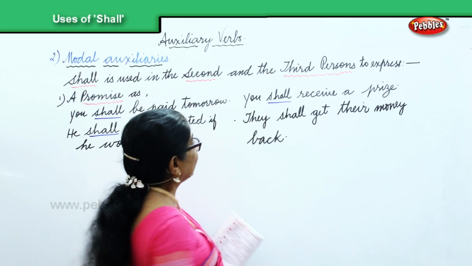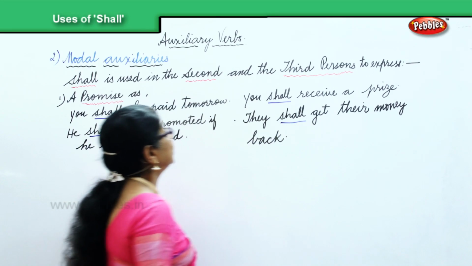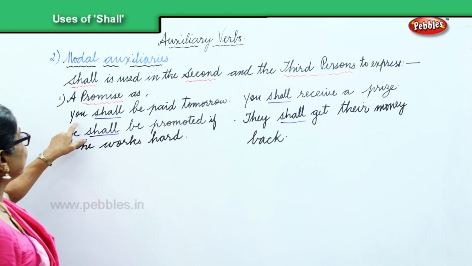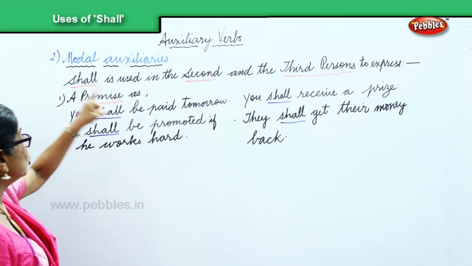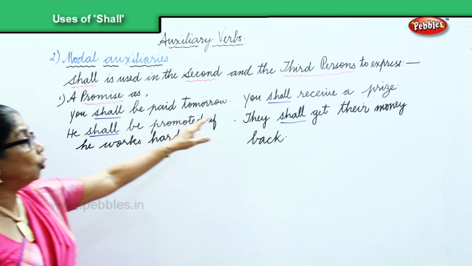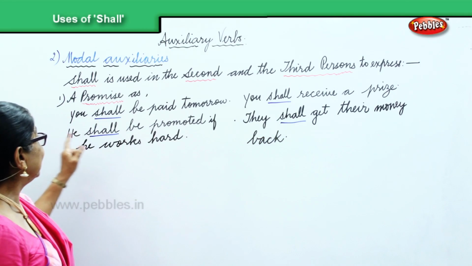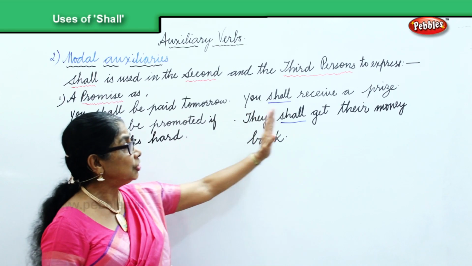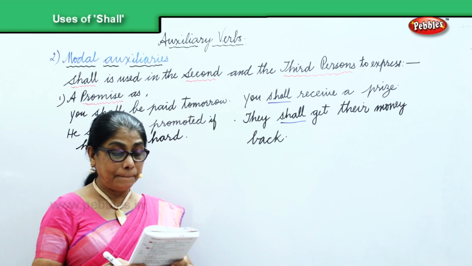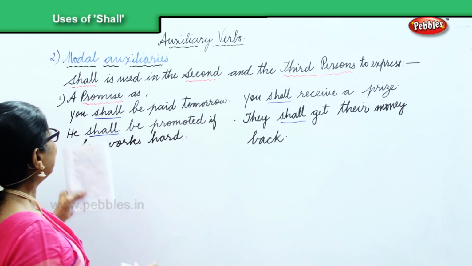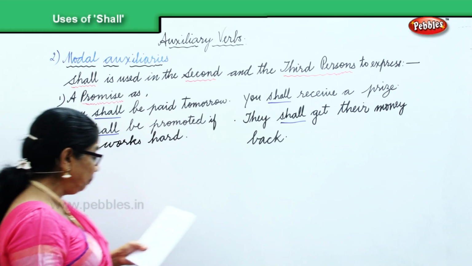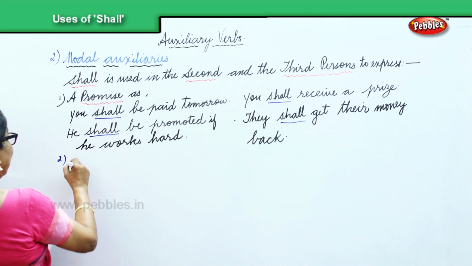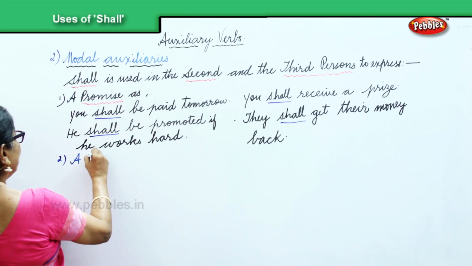Now, shall. We are looking at the usage of shall in the second and third persons. You shall be paid tomorrow. You shall receive a prize. He shall be promoted if he works hard. They shall get their money back. Now that is a promise. In the second one, it is not a promise, it's a command.